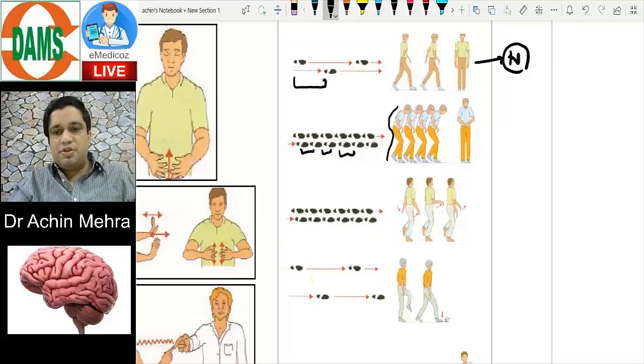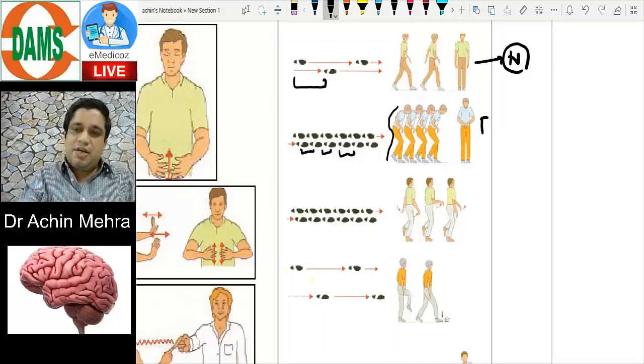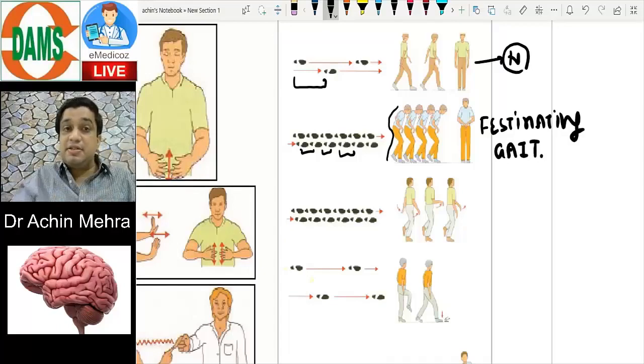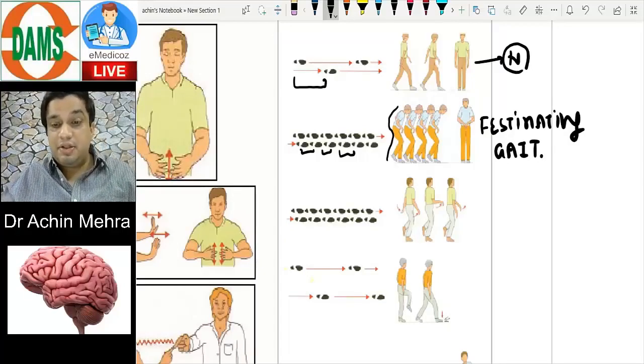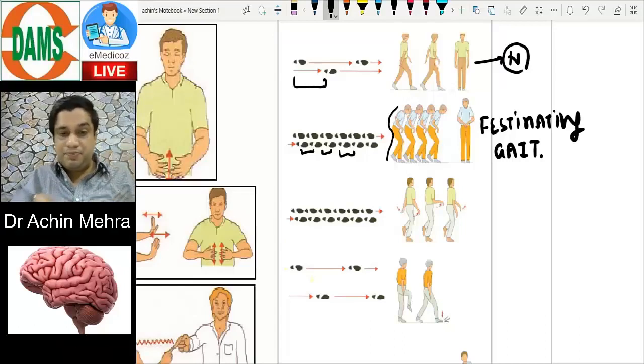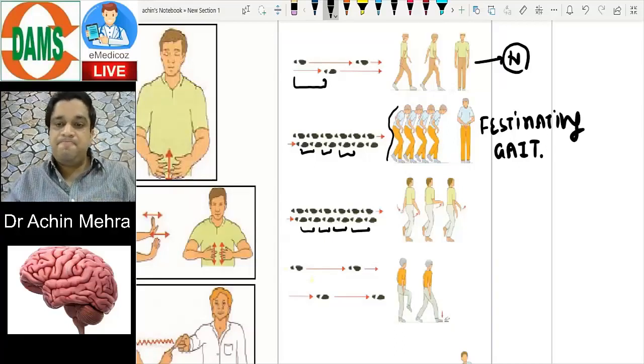So this is the short stepping gait, as if the person was ready to run somewhere, known as the festinating gait. And the festinating gait happened in patients of what? Parkinson disease. Don't forget that. Now there's something which mimics a festinating gait in the lower limb. Again, the short stepping gait. Person takes short steps.